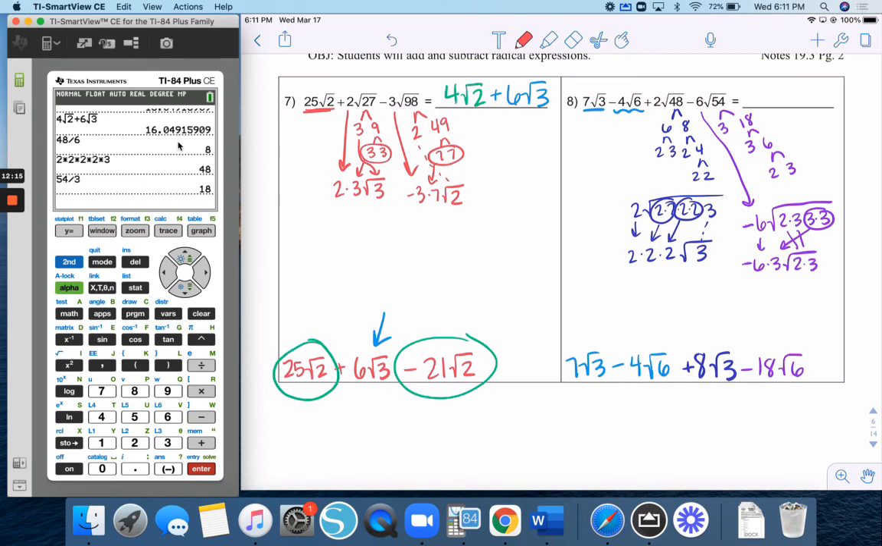So now combine your like terms. We have 7 square roots of 3 and 8 square roots of 3 for a total of 15 square roots of 3. And then we have negative 4 square roots of 6's and negative 18 square roots of 6's for a total of negative 22 square roots of 6's. So the main idea here is if you don't already have similar square roots, simplify to see what you can, and then combine square roots that are the same.